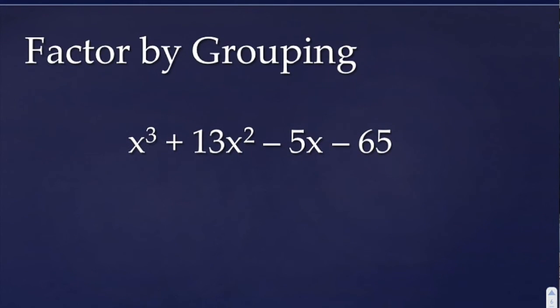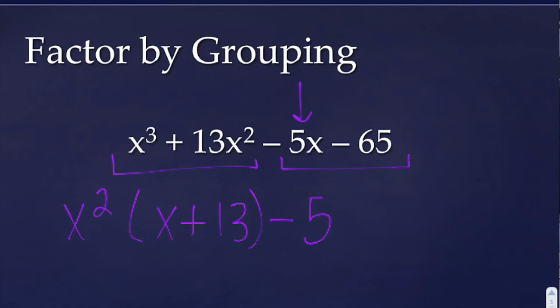All right, between x cubed and 13x squared, they both have an x squared. I'm left with x plus 13. Now, on negative 5x and negative 65, if this first term is negative, you want to take out the negative with the GCF. So I'm going to take out a negative 5. The signs are really important here.